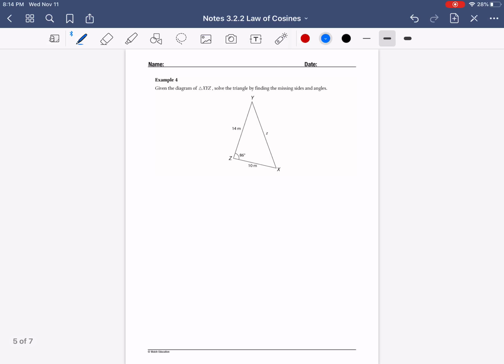It says, given the diagram of XYZ, solve the triangle by finding the missing sides and angles. If you're ever working on a problem and it says solve the triangle, that means it wants you to find all sides and all angles. There are 3 sides and 3 angles in a triangle. They gave us 2 sides and an angle. One thing I didn't talk about earlier was you don't have to worry about the ambiguous case with law of cosines, because this is a side and angle, but the angle is in between, so it's an SAS triangle, so it doesn't spell the bad word.